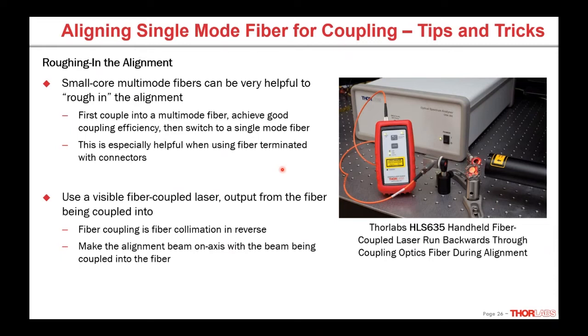And another tip is, of course, these coupling optics, we're here showing a reflective collimator for coupling, but these coupling optics are really a collimator in reverse. So we can actually run visible light backwards through the fiber we're coupling into, and that'll give an alignment beam. So you can see, are things close? You can get that alignment beam and the input beam coaxial, or collinear, and then you can go from there. Products like this handheld fiber coupled laser source can be very helpful for that, where we can get a red alignment beam that corresponds to where the fiber tip is relative to the lens.